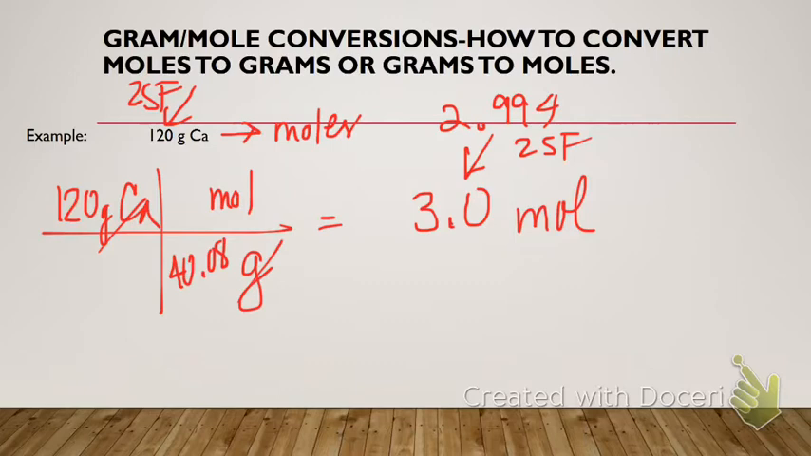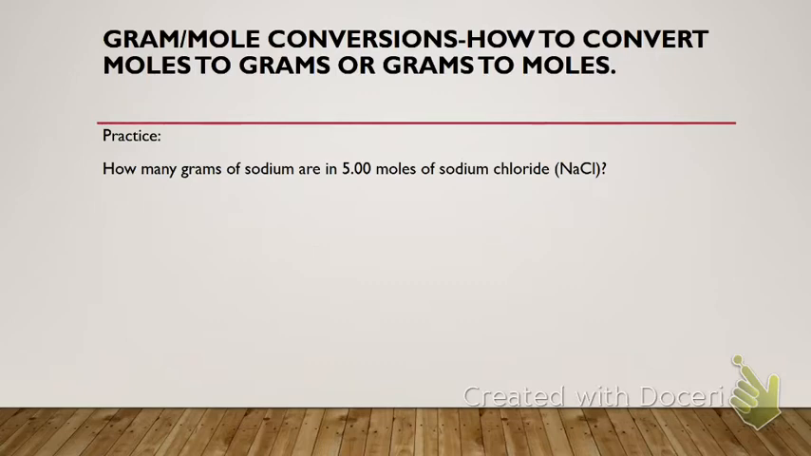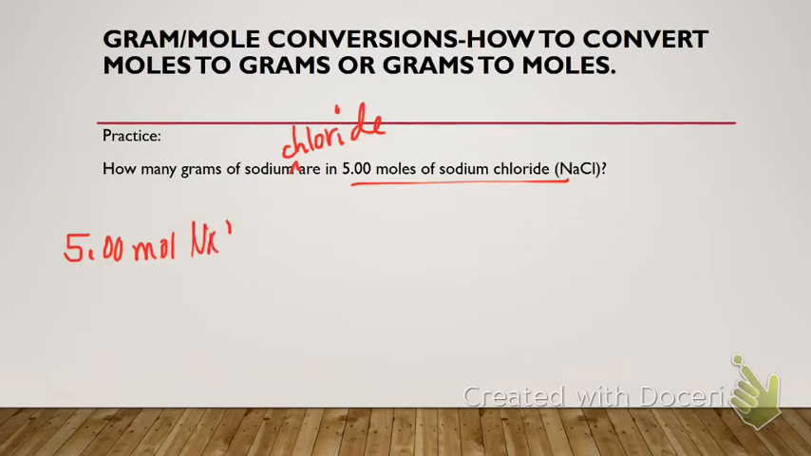Let's do another one. I'm not just going to show it to you once and then say go on about your merry way. Now we have how many grams of sodium? This should be sodium chloride. That word got left out. Although we could figure out how much sodium is in there, we're not going to be that complicated yet. In 5 moles of sodium chloride, so we start with 5.00 moles of NaCl.